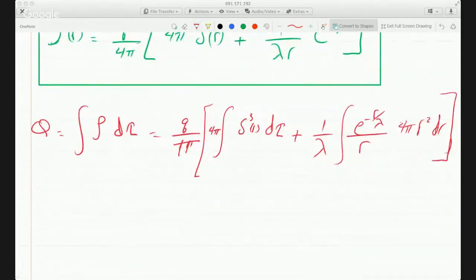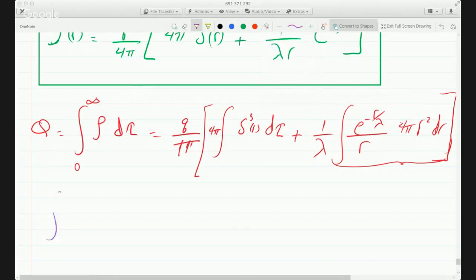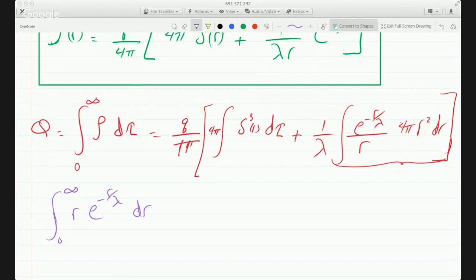And of course, we are integrating from 0 to infinity over all space to figure out what kind of charge we get. Okay, so let's see what this is equal to. We have here the integral from 0 to infinity of e to the minus r over lambda times r dr.